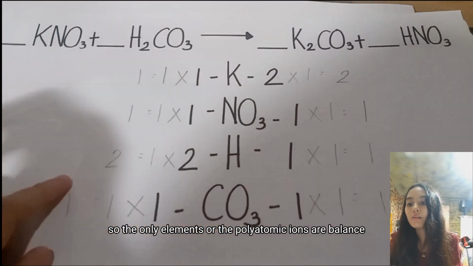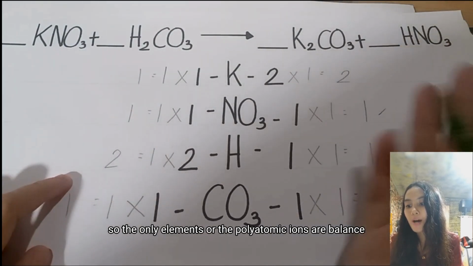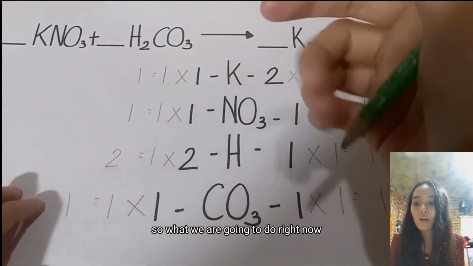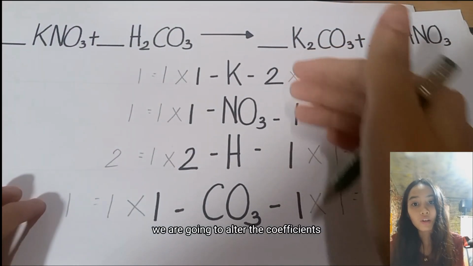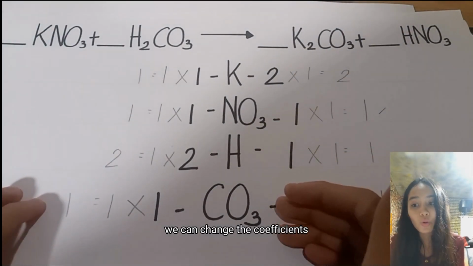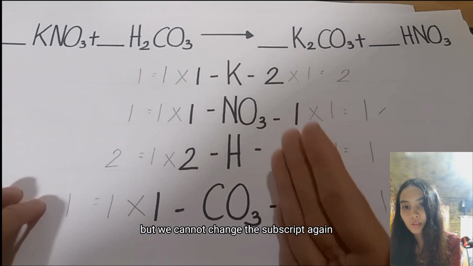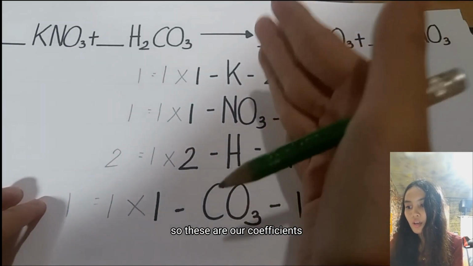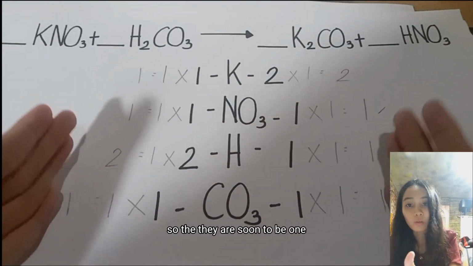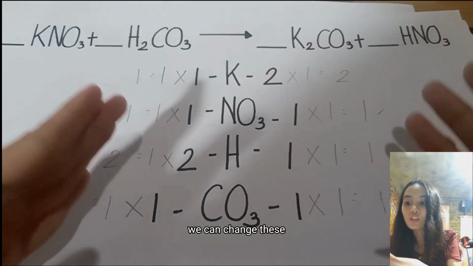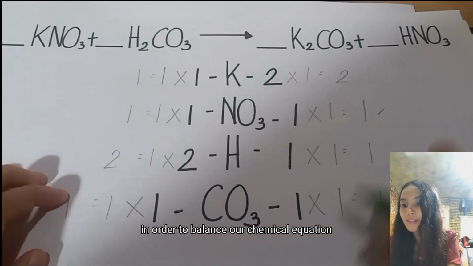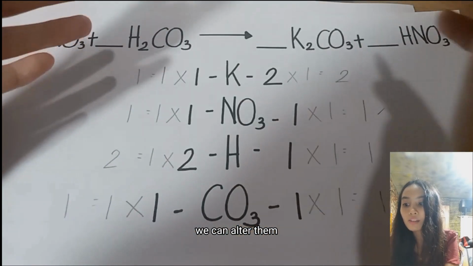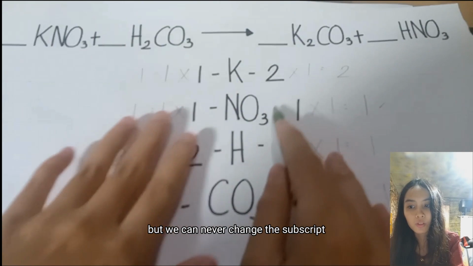So the only elements or the polyatomic ions that are balanced are the nitrate and the carbon trioxide. What we are going to do right now is alter the coefficients. We can change the coefficients, but we cannot change the subscript. Again, these are our coefficients. These are 1, 1, 1, so they are assumed to be 1. We can alter them in order to balance our chemical equation, in order to make this into 2. We can alter them, but we can never change the subscript.